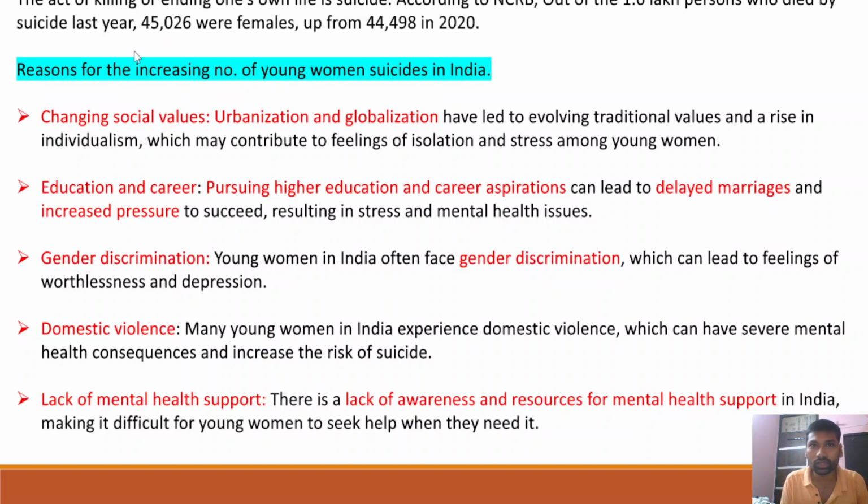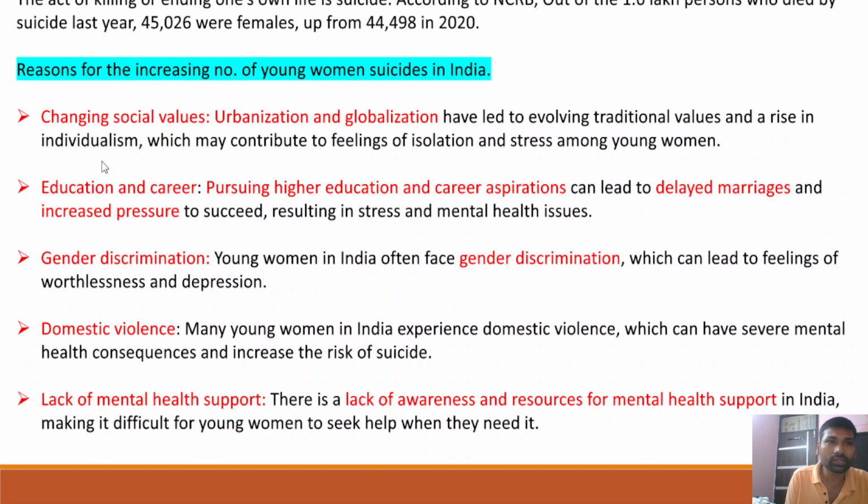This shows the seriousness of the issue: women have been facing certain problems in society, and this has been forcing them to commit suicide. You have to quote such data when you write these types of answers. The first part of the answer is the reasons for the increasing number of young women's suicides in India. You need to stress this part more, because this is the essence of the question. After that, you have to write some solutions through which we can minimize the suicide rate among young women.